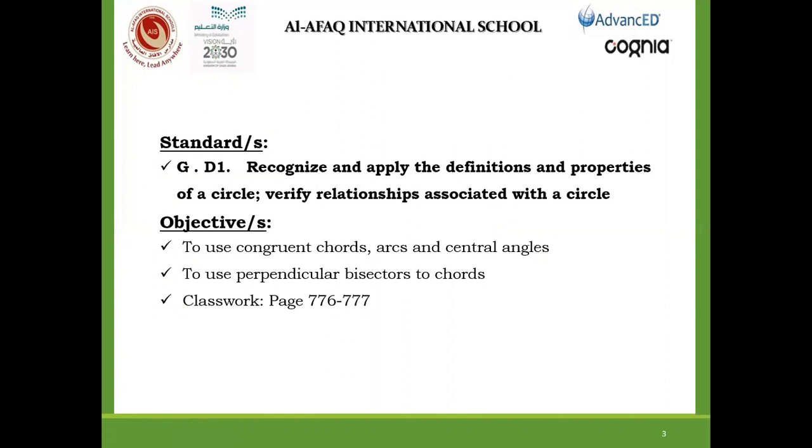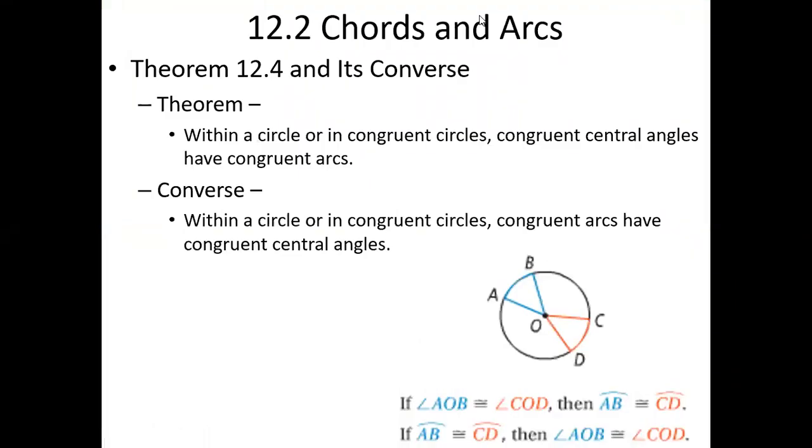Standards. From circle, recognize and apply the definitions and properties of a circle. Verify relationships associated with a circle. Objectives are to use congruent chords, arcs, and central angles, and to use perpendicular bisectors to chords. Then we will do the classwork, which is from page 776 and 777. There are a lot of theorems which we are going to learn in this lesson.